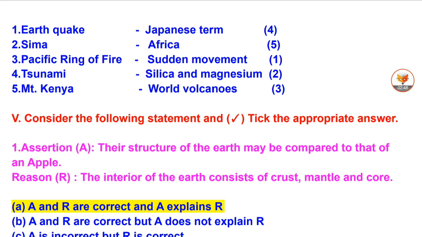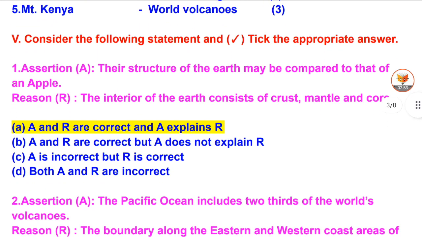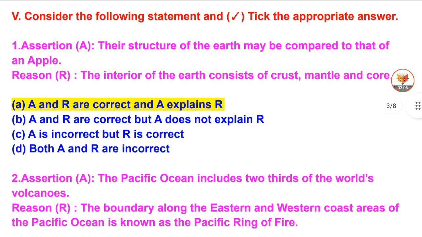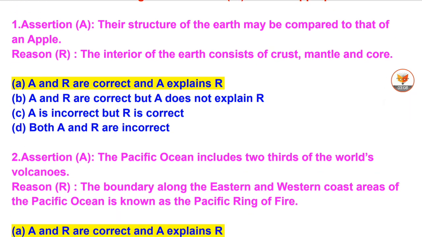V. Consider the following statements and tick the appropriate answer. 1. Assertion A: The structure of the earth may be compared to that of an apple. Reason R: The interior of the earth consists of crust, mantle and core. A. A and R are correct and A explains R. B. A and R are correct but A does not explain R. C. A is incorrect but R is correct. D. Both A and R are incorrect.